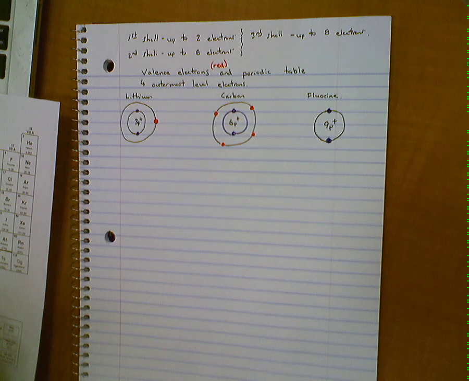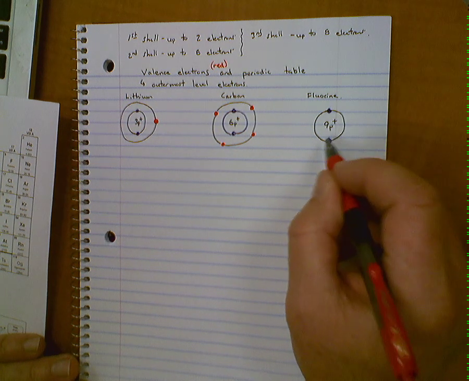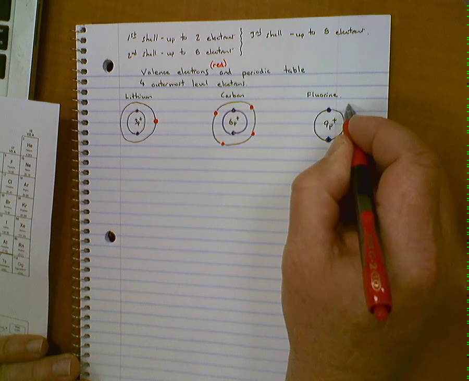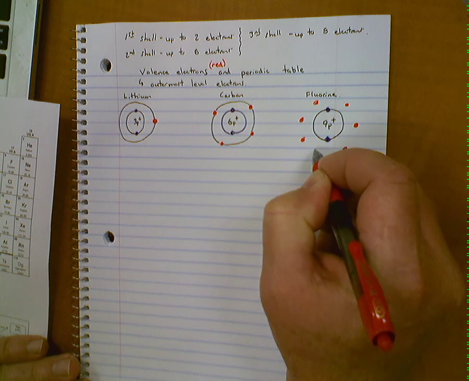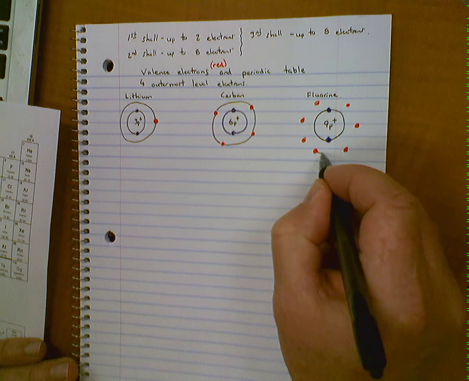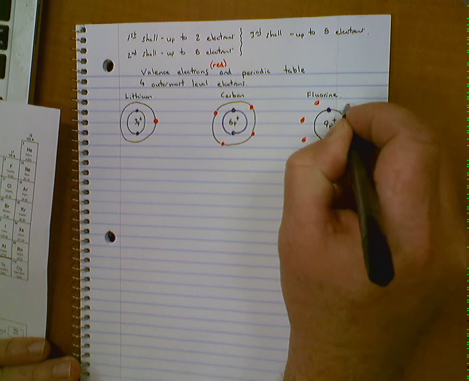And we've got to get up to 9 total, so we have 2 already. 9 minus 2 is 7, so we need 7 more electrons. 1, 2, 3, 4, 5, 6, 7. So there's a stable atom of fluorine in the second period of the periodic table with 7 valence electrons.